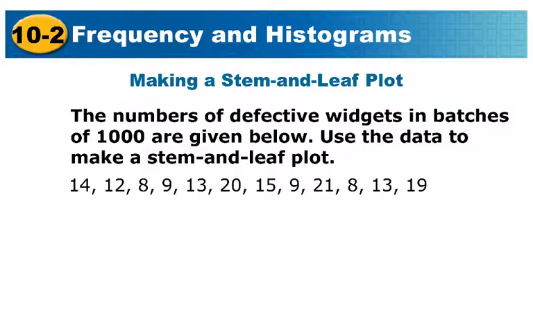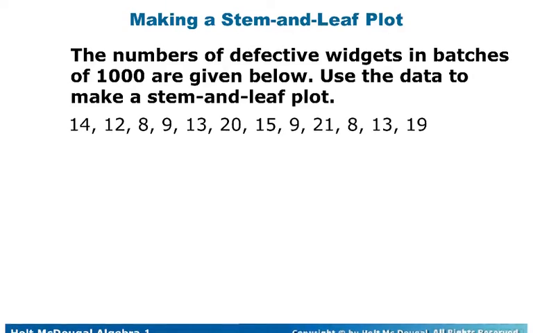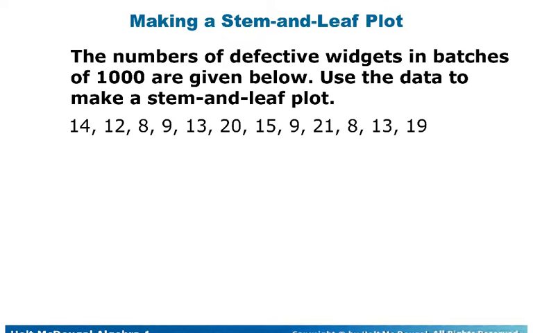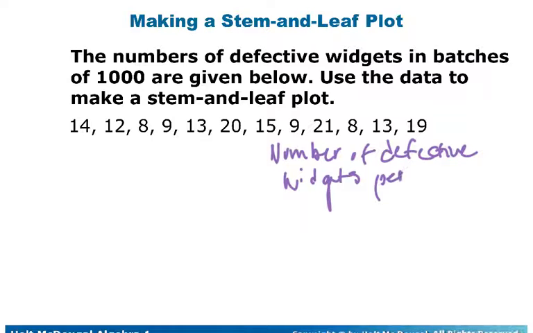If we go ahead and try making one, the number of defective widgets in batches of 1,000 are given below, and we're going to use the data to make a stem and leaf plot. We do need a title, so we've got number of defective widgets per 1,000. As we saw in the previous one, we're going to make this tree branch, if you will, and we are going to leave space for a key.